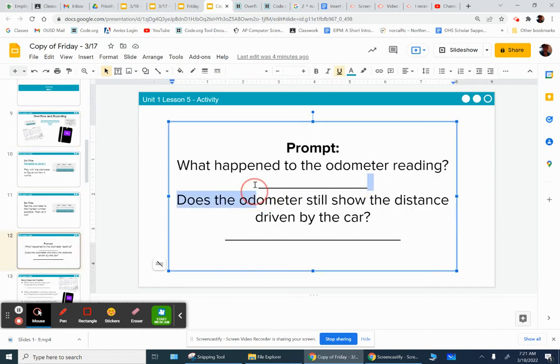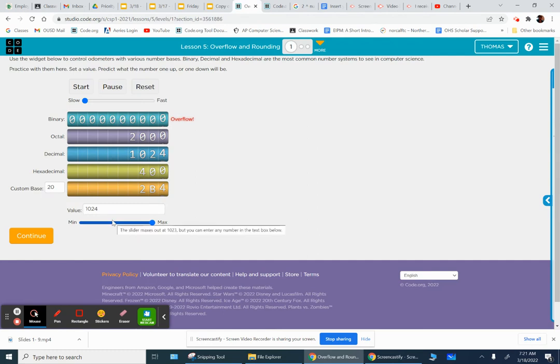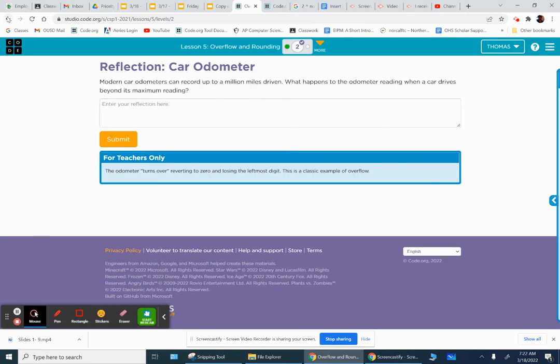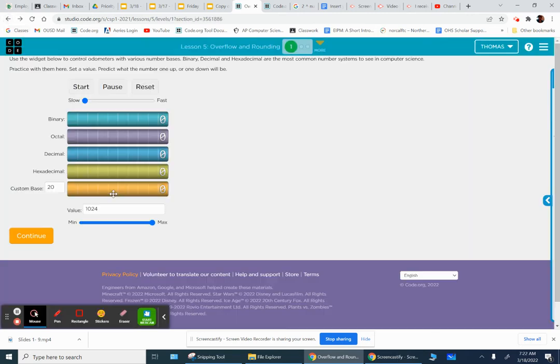So what happens to the odometer reader? It went back to 0, right? And then does the odometer still show it? No. Right? Now it looks like, oops. Excuse my language. So it can show it in other languages, but in binary, it just looks like it's at a low number right now. So that is the problem.